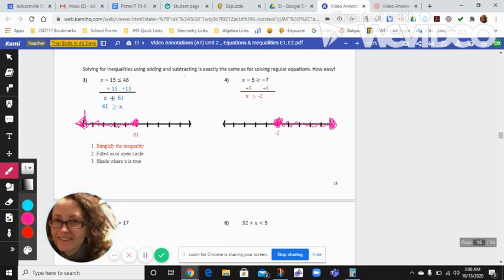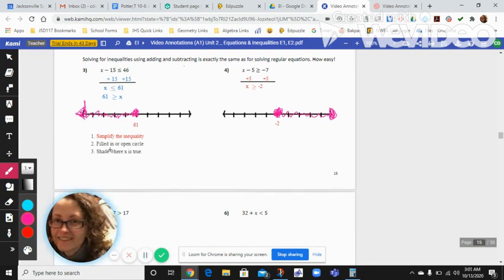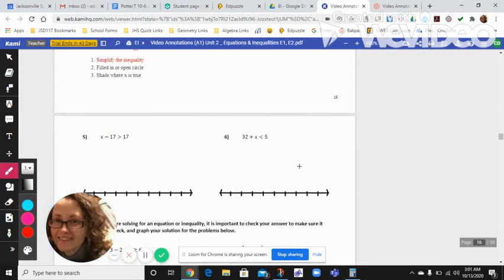X needs to be smaller than 61, so I ended up shading to the left because that's where my numbers are going to be smaller than 61. I always want to read where I'm deciding where to shade, where x is true. I want to read that from the variable. I'm deciding where x is true, so I better start with x itself. X is less than or equal to 61. X is greater than or equal to -2, where are those numbers greater?